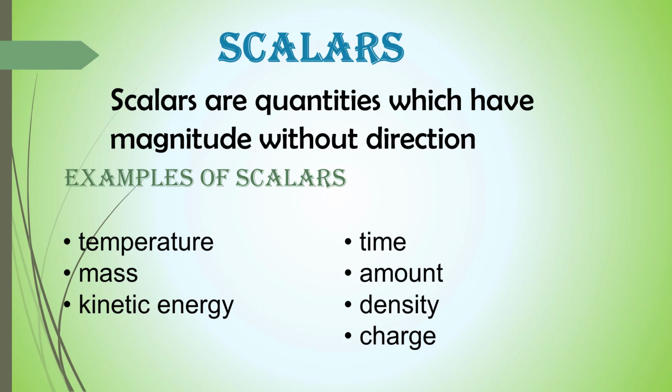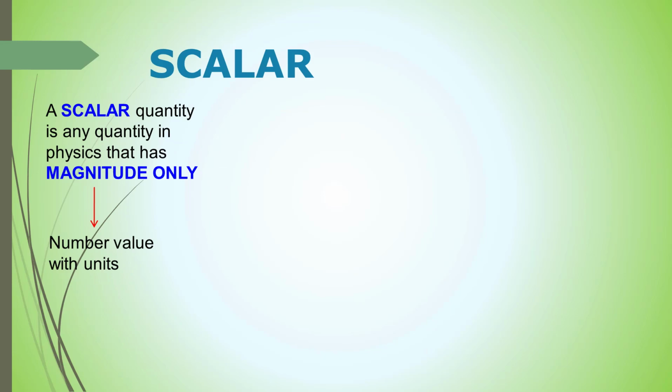For example, if we are going to a shop and we ask for 5 kilogram of sugar, its magnitude is just enough for complete specification. So there is no need of direction. So we say that a scalar quantity in physics has magnitude only. It means a number value with units.